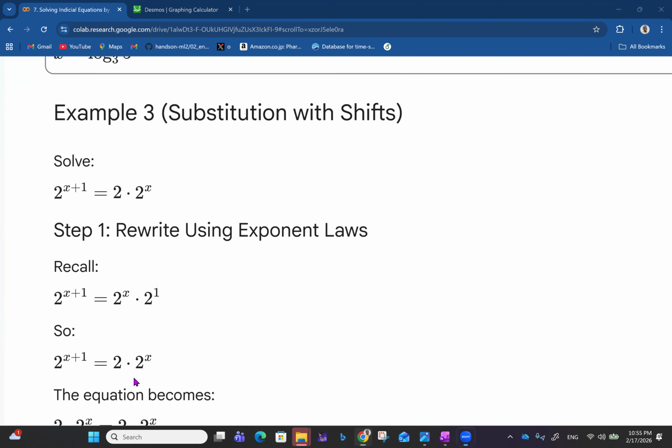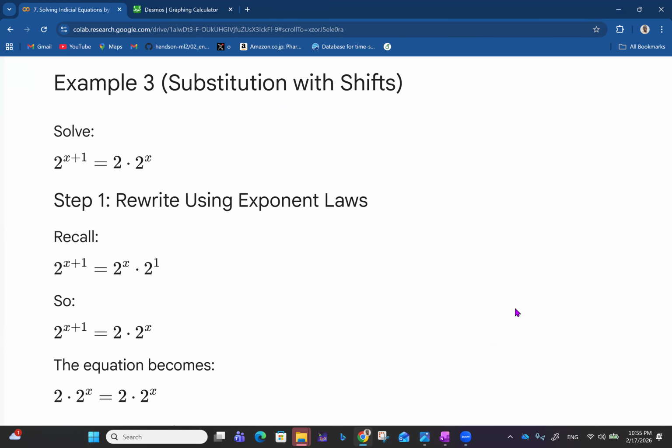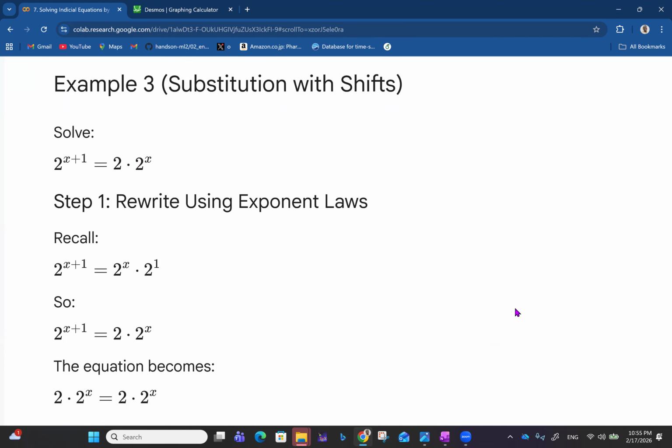Okay, so this one I can also explain: substitution with shifts. Now, we have a possibility of having a shift here. So imagine you have 2 raised power x plus 1 equals 2 raised power 2x. Now, if you rewrite using exponents, you discover that 2 raised power x plus 1 is the same thing as 2 raised power x times 2 raised power 1. Because from the law of indices, if you're multiplying 2 raised power x and 2 raised power 1, you just add the powers. That's 2 raised power x plus 1. So you see now that 2 raised power x plus 1 equals 2 times 2x.